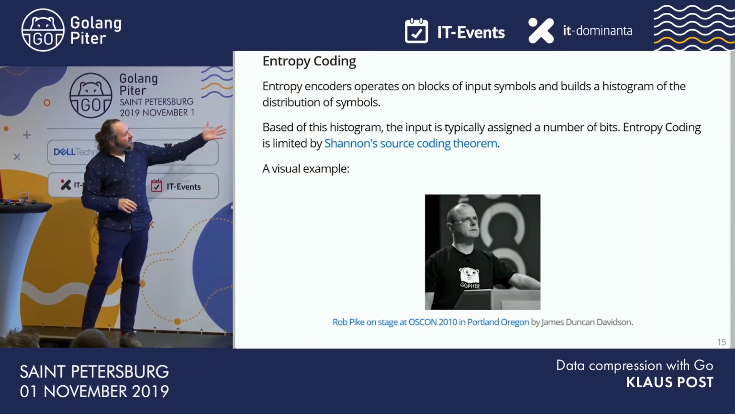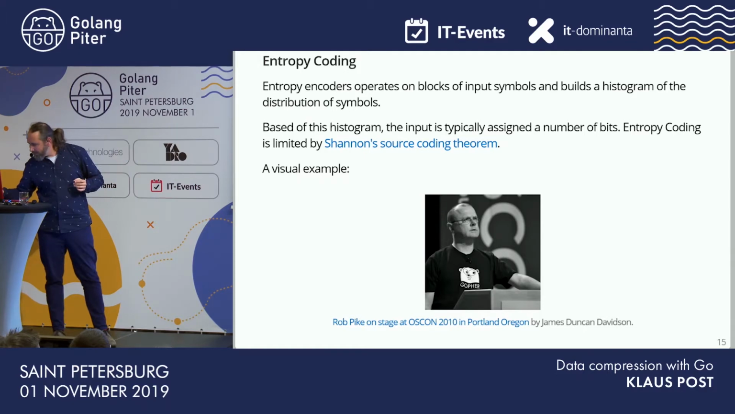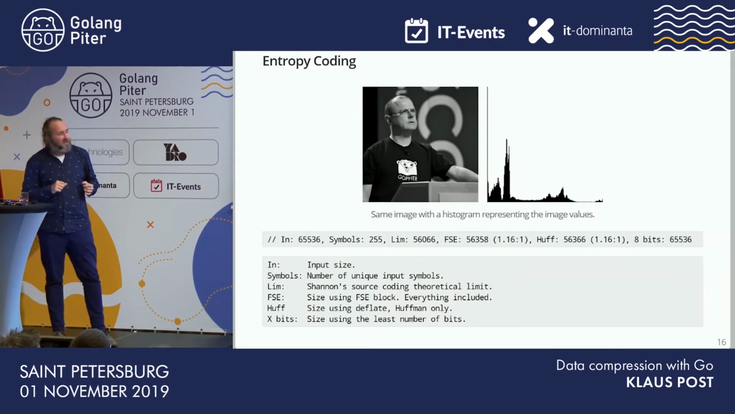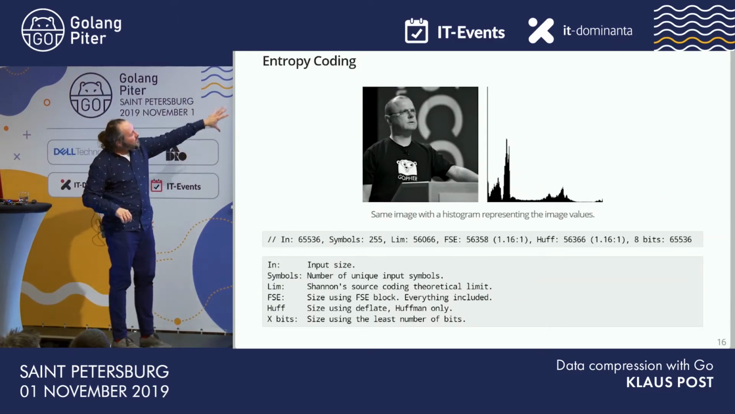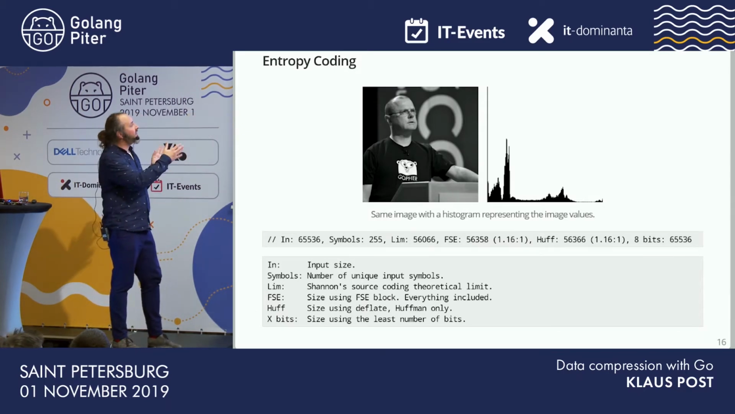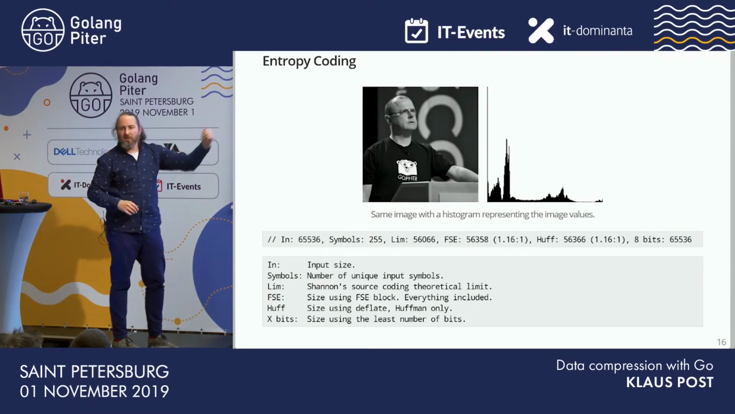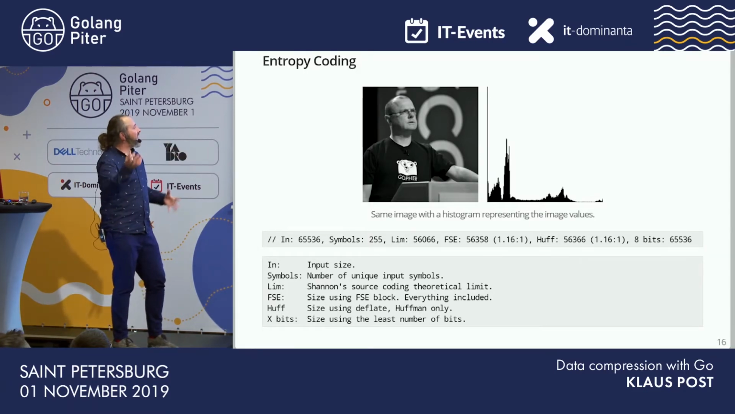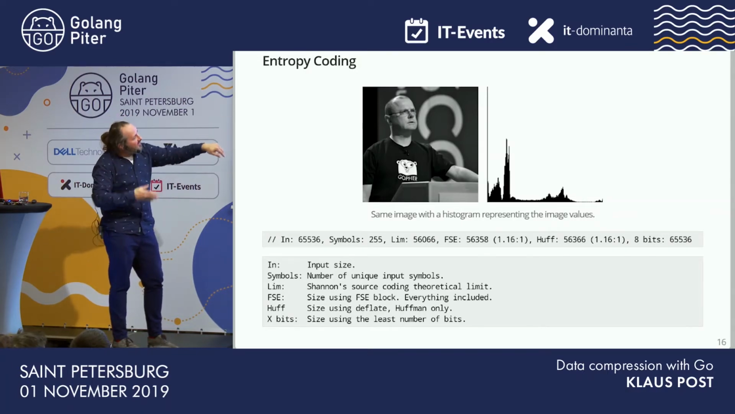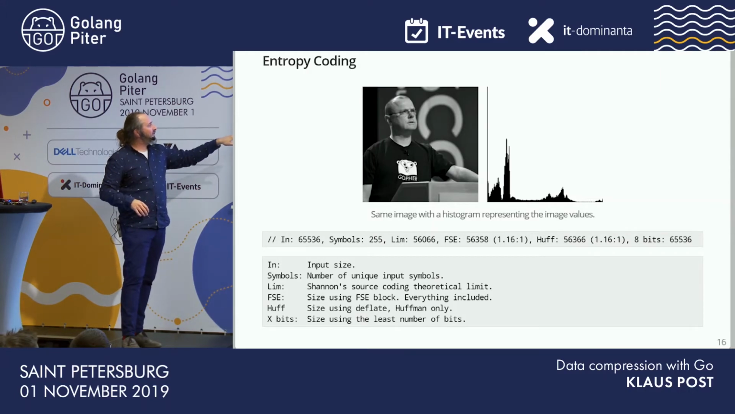But I'll try to visualize this with a nice picture of Rob Pike from, well, 9 years ago, I guess. So we have the picture, we have the actual values of the pixels as a distribution. So we got a lot of black, and you have for each gray value, you have a different column on there. So we can see it's 64K. It has 255 symbols.